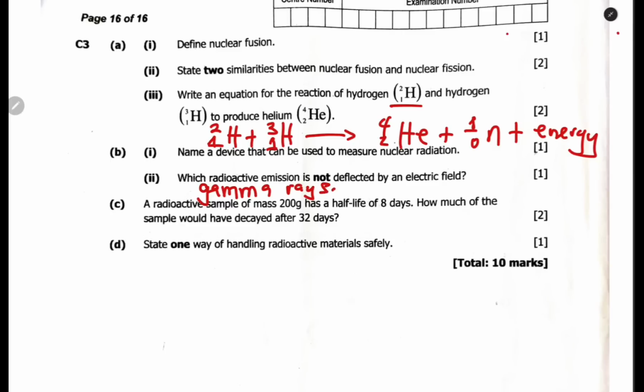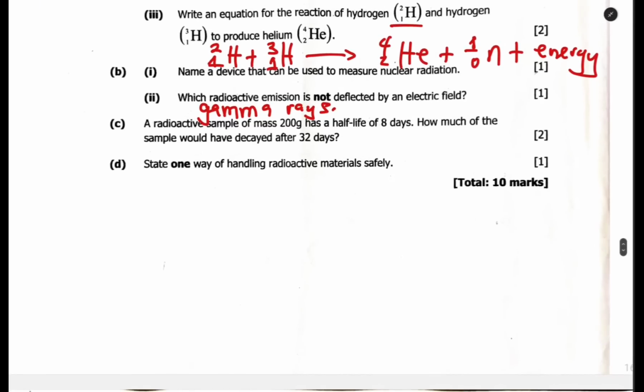Then question C. A radioactive sample of mass 200 gram has a half-life of 8 days. How much of the sample would have decayed after 32 days? So we are looking for what would have decayed. Now, for you to find what would have decayed, you need to know what remained. Okay, so that is our target. We need to know what remained for us to know what would have decayed. And to know what remained, you use this formula.